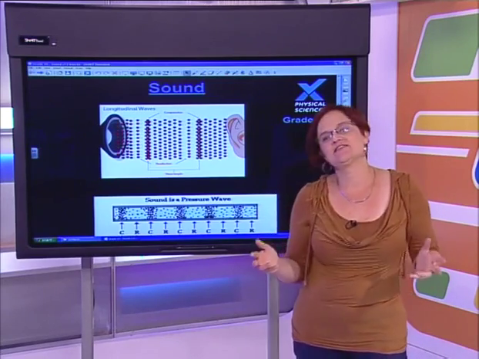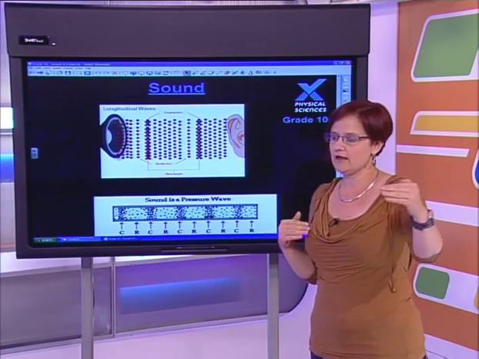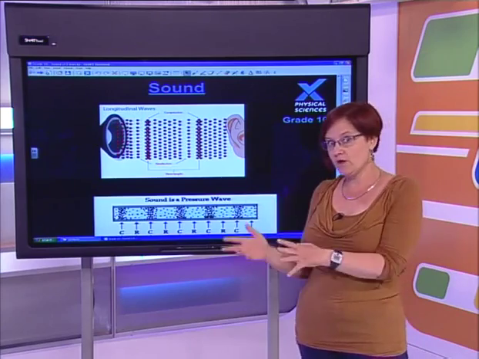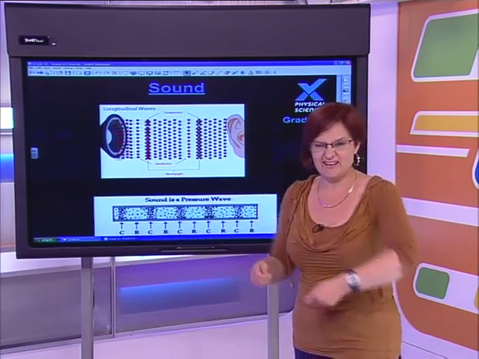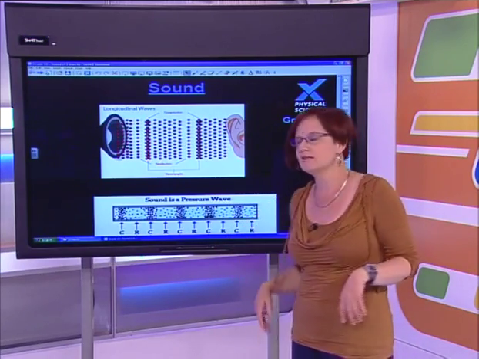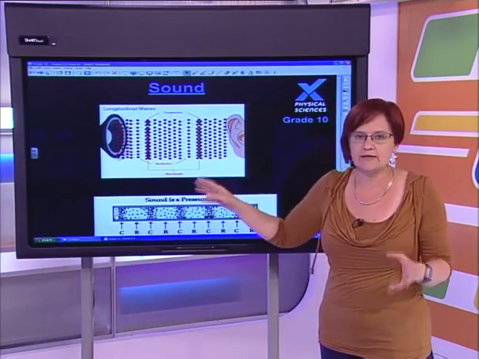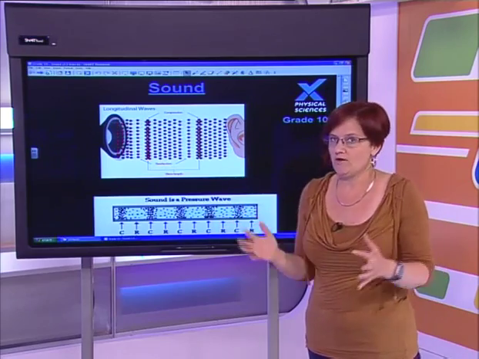Okay, guys, we're going into sound. Now, sound is a nice carry on from last week's lesson, which was on longitudinal waves. If you were watching last week, you remember we played with the slinky a little bit. And I showed you this graphic last week as well, but I just want to show it again to remind you of what we're talking about.